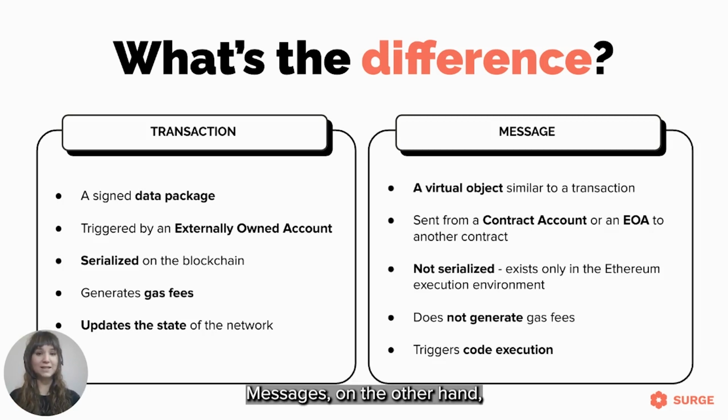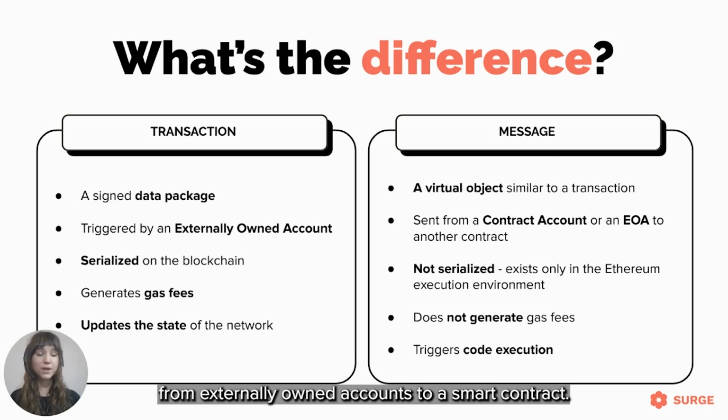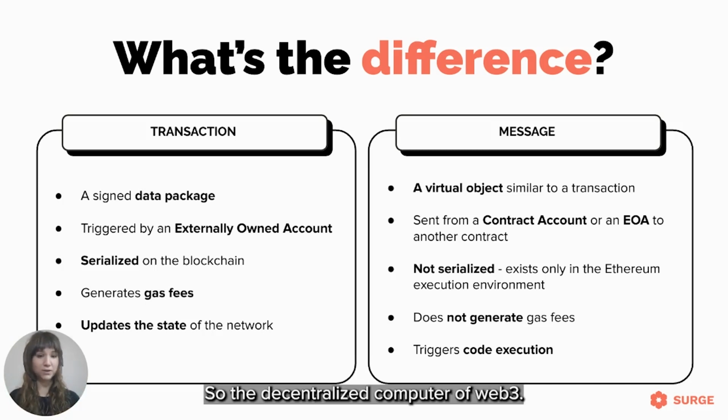Messages, on the other hand, are virtual objects which are similar to transactions. They are sent from contract accounts or can also be sent from externally owned accounts to a smart contract. So you need to understand that a message is sent to a computer program. Very important is that they are not serialized, so they do not update the state of the network. They only exist in that virtual environment of the Ethereum virtual machine, so the decentralized computer of Web3.